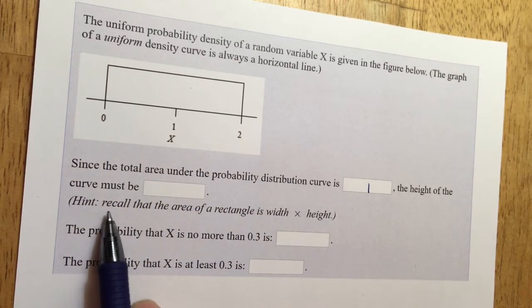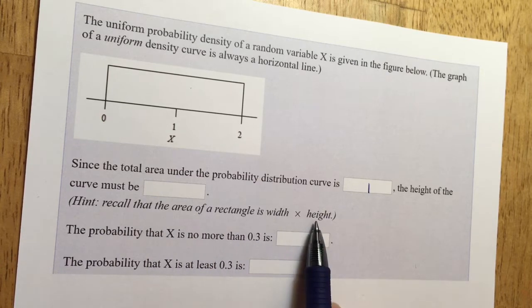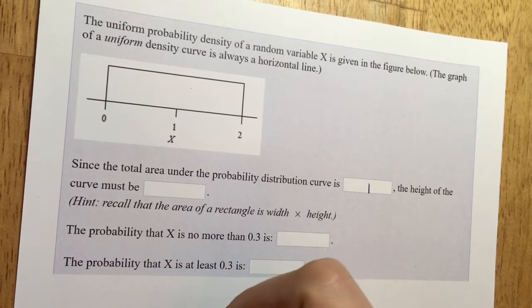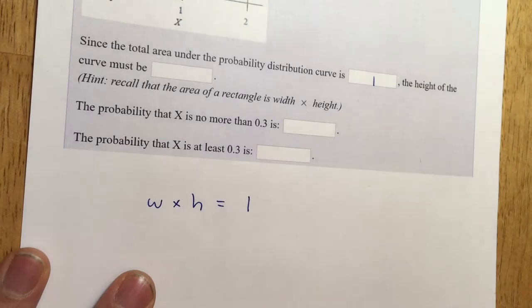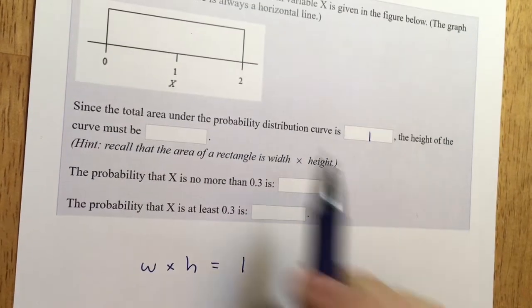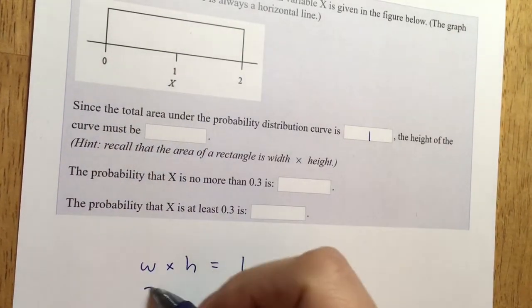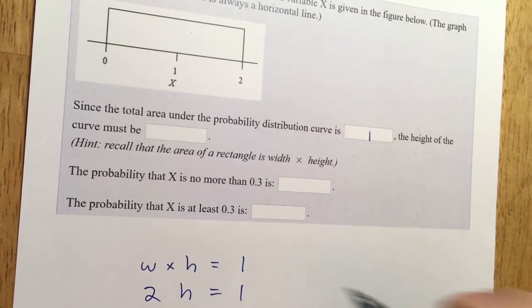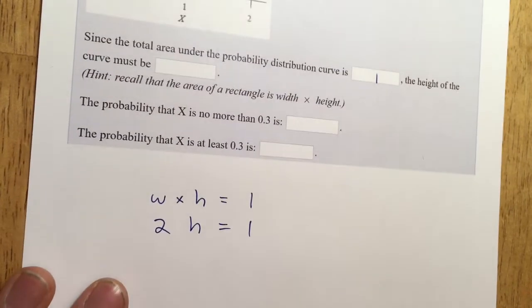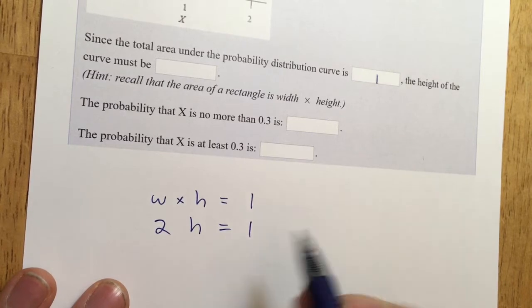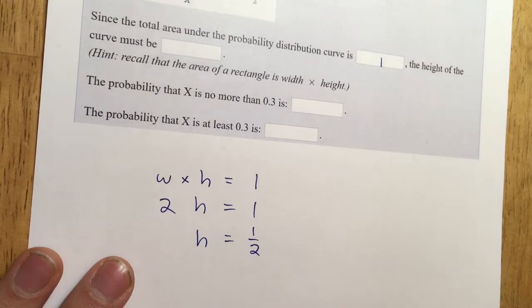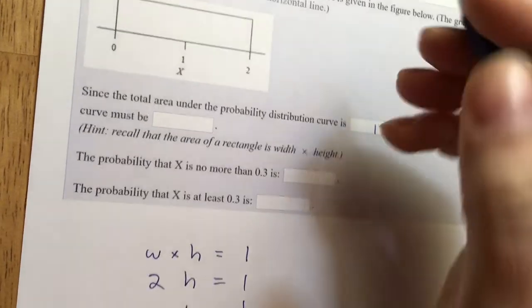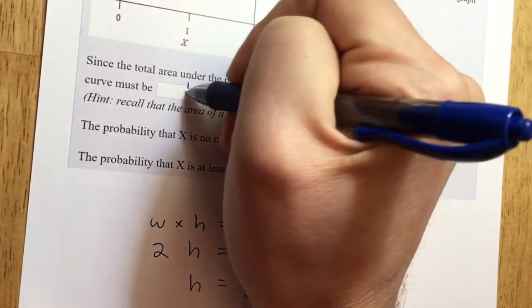Well, we have a hint here. Recall that the area of a rectangle is width times height. So we know that width times height has to be equal to 1. And we happen to know the width of this curve. It's 2. So we know 2h equals 1. So we can solve this for h. If 2h equals 1, divide both sides by 2, we see that h has to equal 1/2. So that answers this question. The height of the curve must be 1/2.